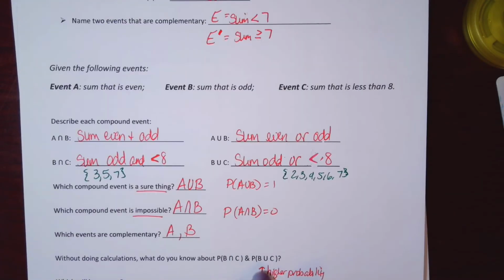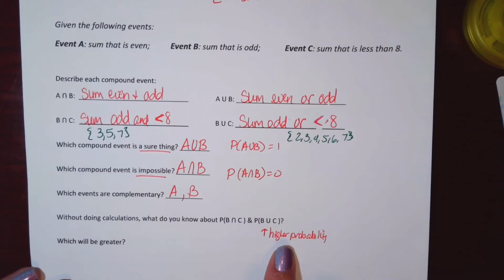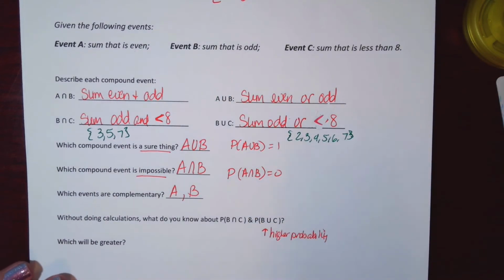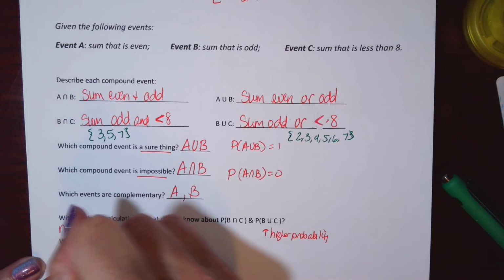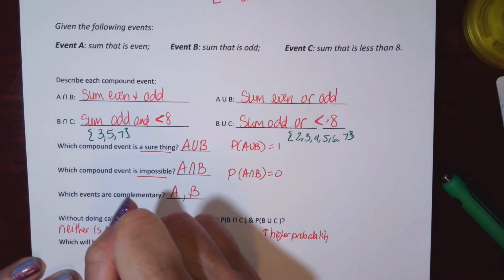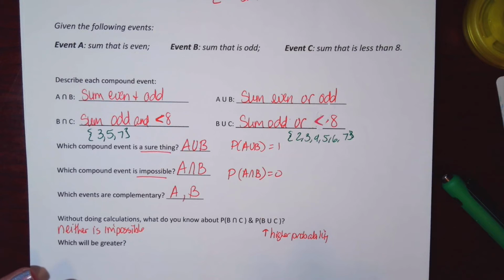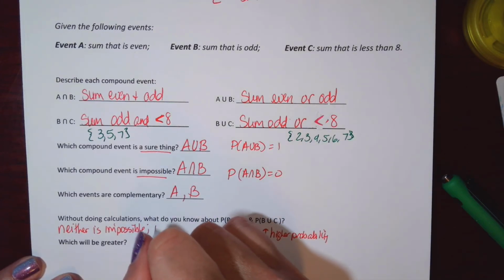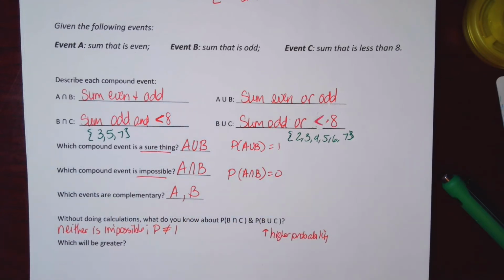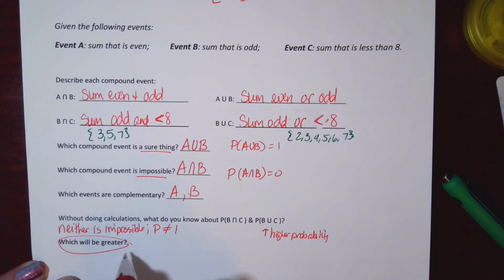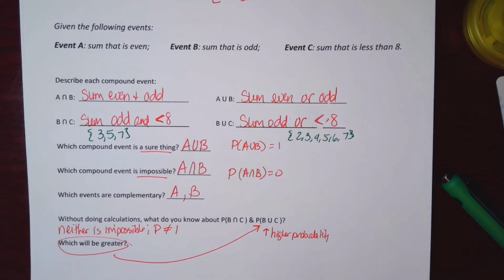So the or has a higher probability. There's more options in that sample space. These can both happen, so neither is impossible. They do not include the entire sample space. So the probability of either one of them is not 1. Which one will be greater? That one is going to have a greater probability because there are more outcomes in that option.